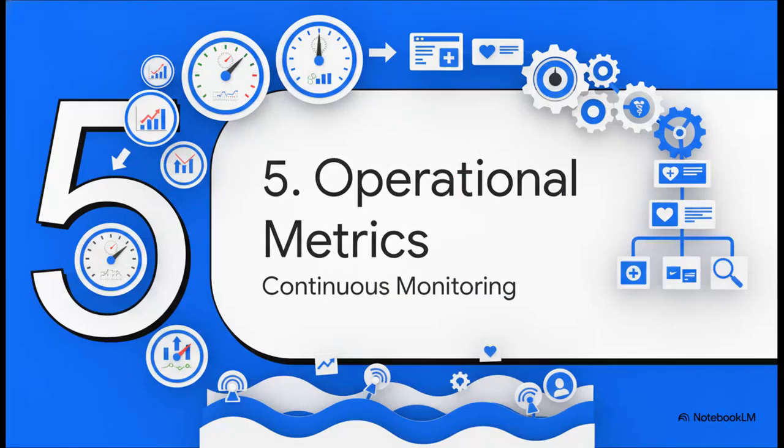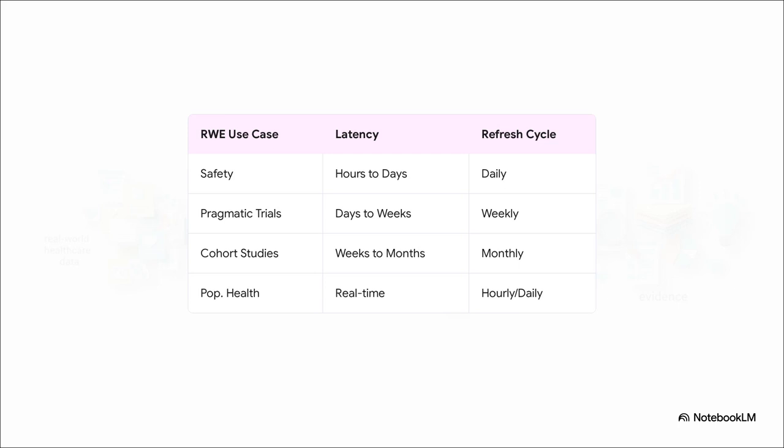And that brings us to our final stop, Section 5, Monitoring Operational Metrics. Because a well-architected pipeline is definitely not a set-it-and-forget-it system. You have to keep an eye on the dials. Operational metrics like latency and data refresh cycles absolutely must be tailored to your specific scientific use case.